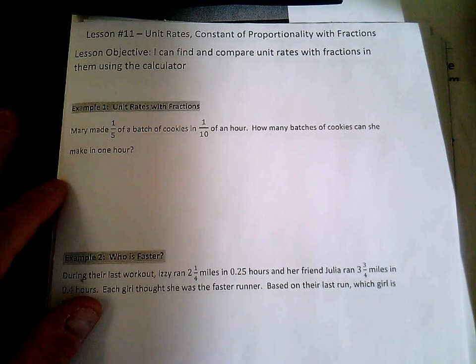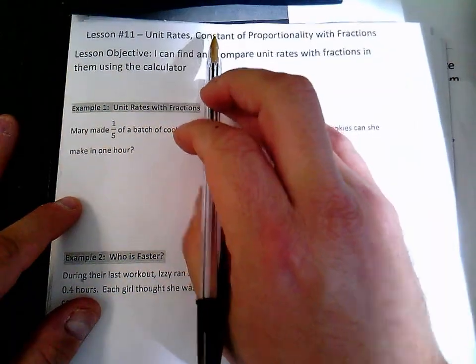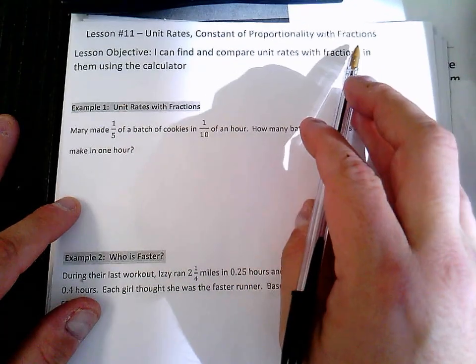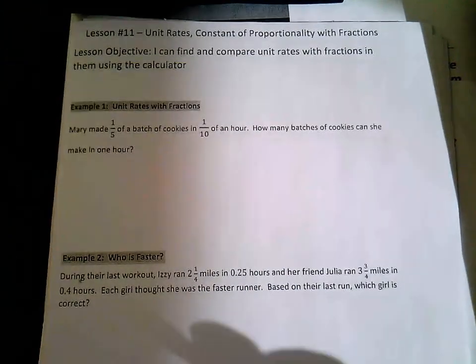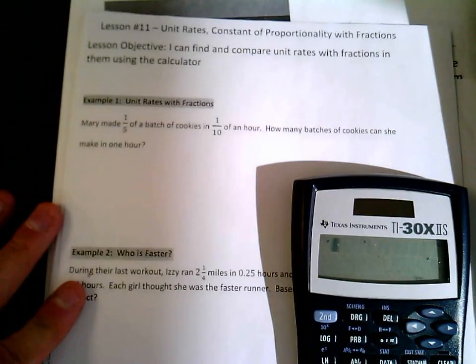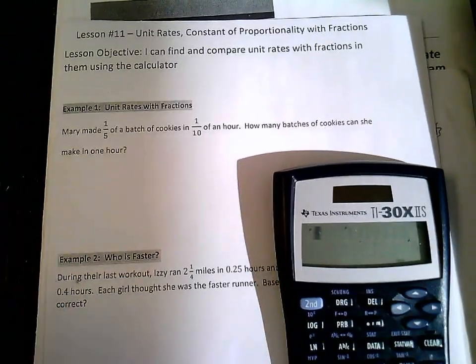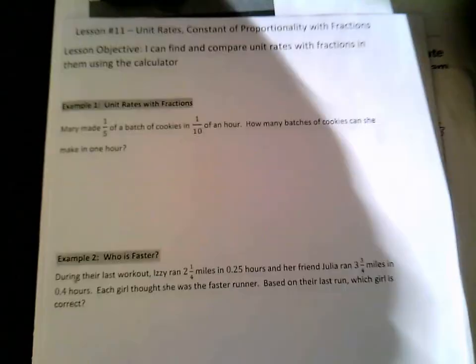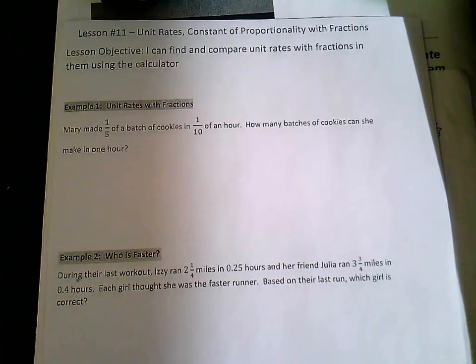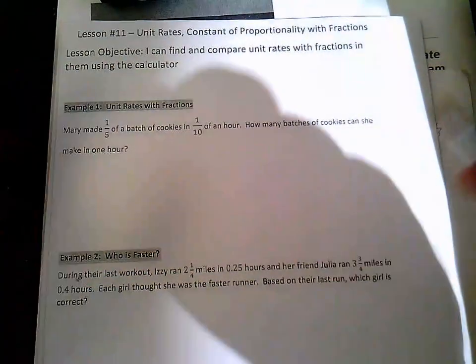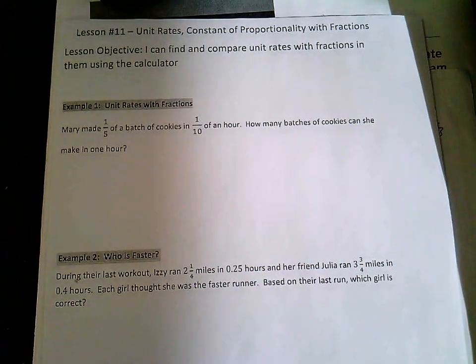Here we've got our lesson 11, unit rates and constant of proportionality with fractions. What you will need for this lesson is a calculator and something to write with, because there are going to be some things with the calculator that we're going to talk about, some of which you may already know how to do. So basically, I'm going to go through the notes, and you're just going to copy them down as if I was standing right in front of you teaching it to you.